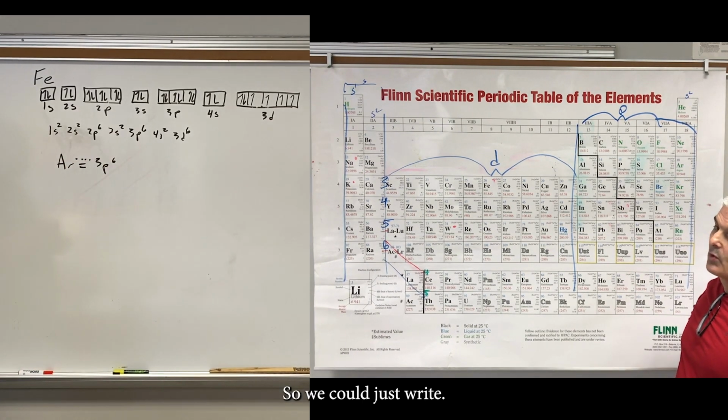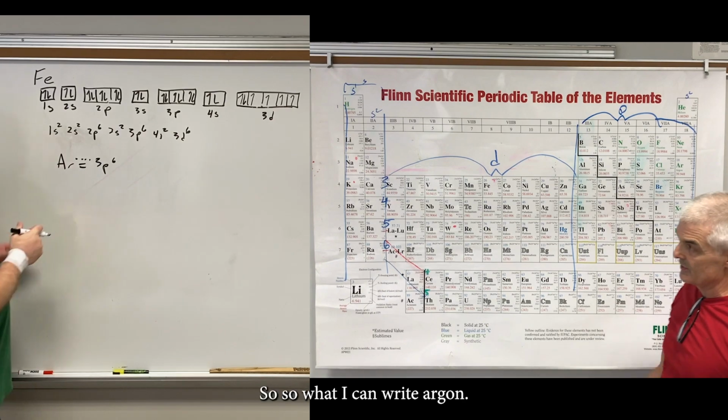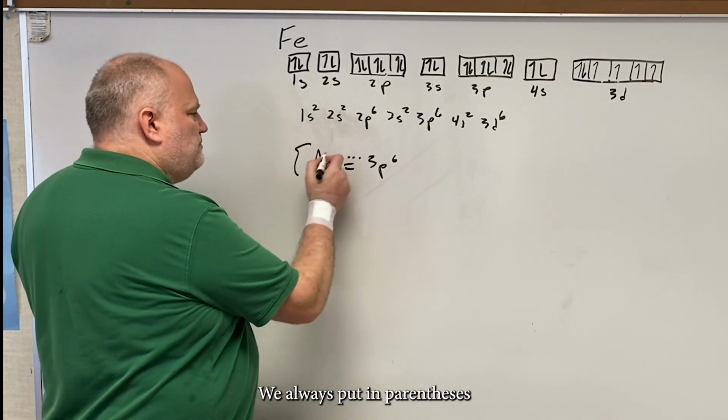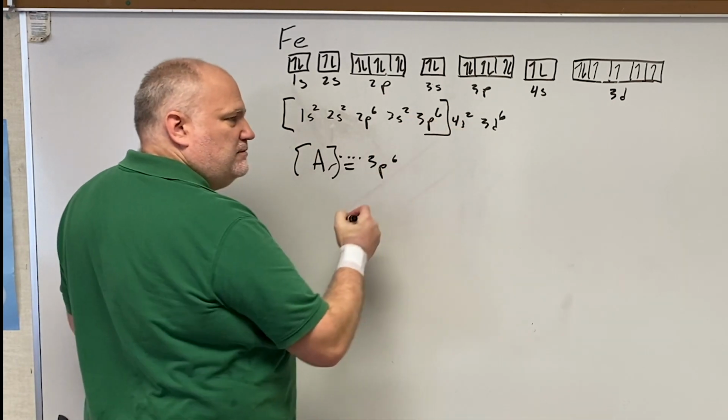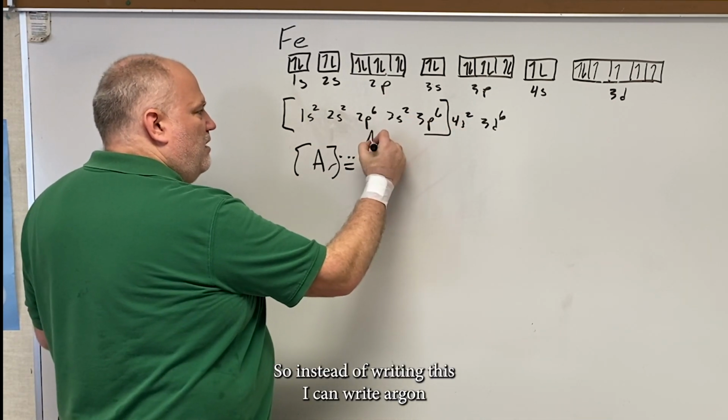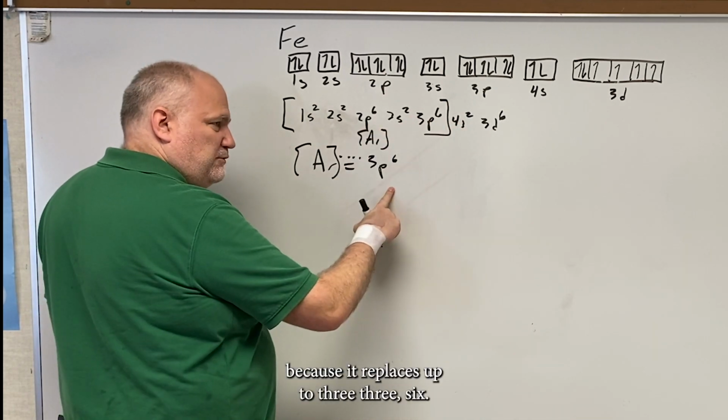So we could just write, what do we write? How do we do this? So watch, I could write argon, we always put in parentheses. I could write argon in place of all of this up to here. So instead of writing this, I could write argon because it replaces up to 3p6.